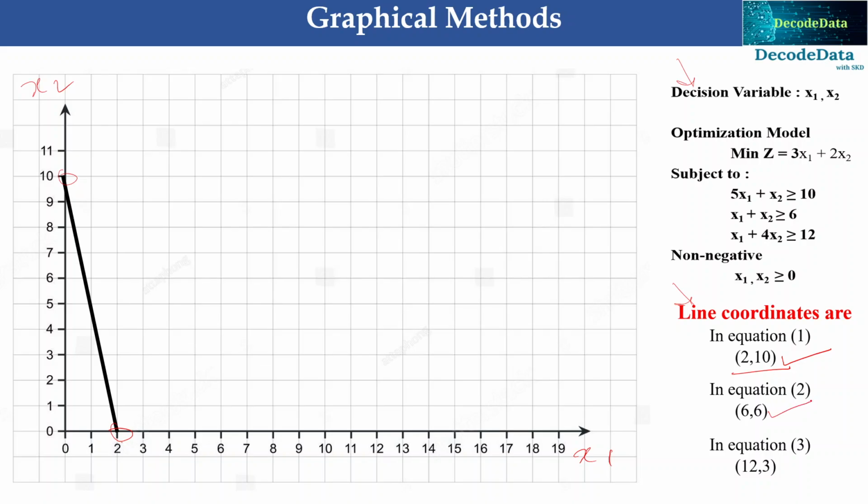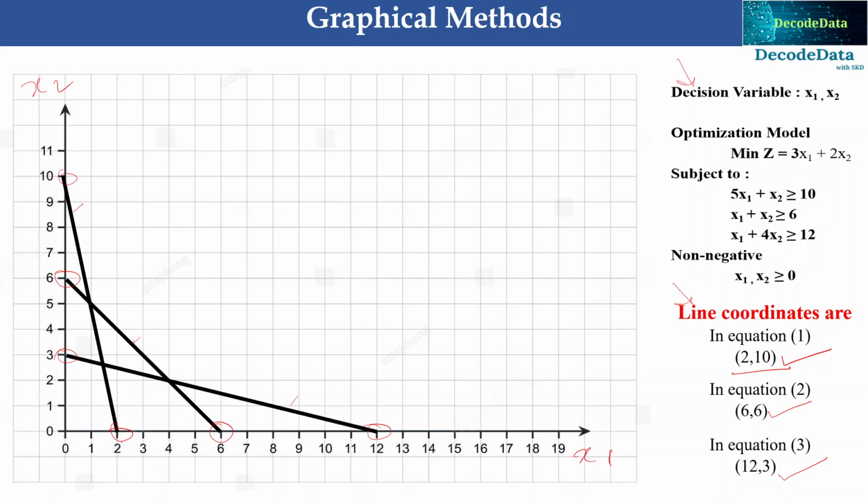Then with the help of equation 2, we have 6 for x1 and 6 for x2. So we will join this. And with the help of equation 3, we have 12 for x1 and 3 for x2. So we will join this. Now, with the help of three equations, we have coordinates for three lines, and now we have three different lines. All the lines are drawn, right? If you see, this is the first line, this is the second, and this is the third one, right?